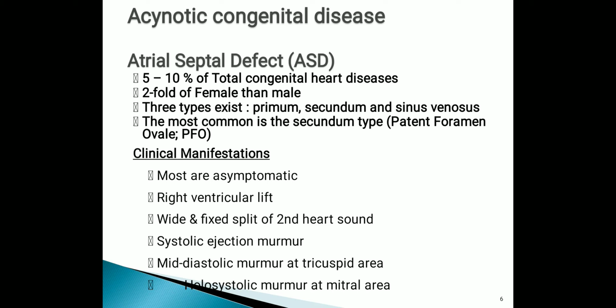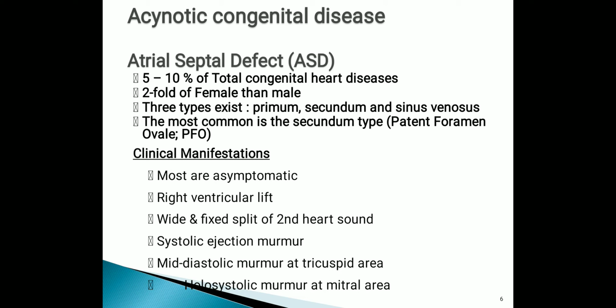Acyanotic congenital heart disease. First, atrial septal defect. 5 to 10% of total congenital heart disease, two-fold more in female than male. Three types exist: primum, secundum, and sinus venosus. The most common is the secundum type. Clinical manifestation: most are asymptomatic.